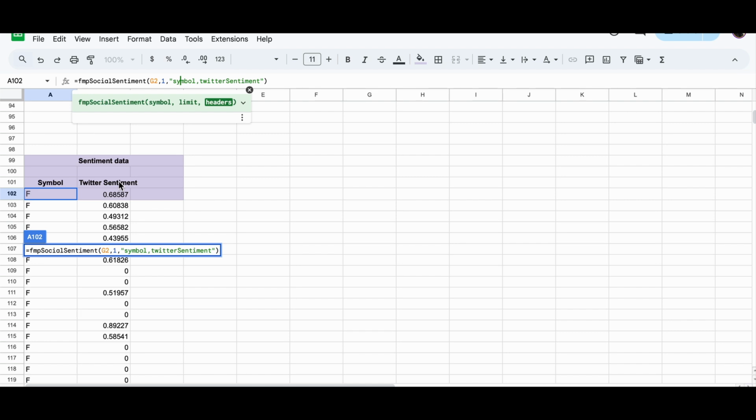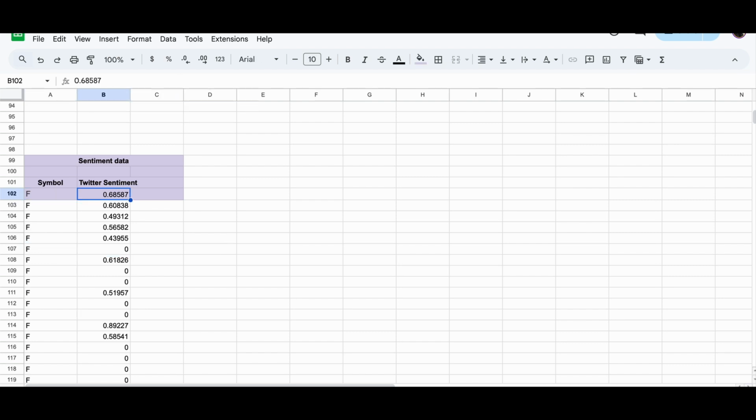If you don't put this header, it will download a lot of other things, but in this case we only need the Twitter sentiment to see what the Twitter users think about this particular share. Then you hit enter and you get the sentiment. We are interested in the last sentiment, which is 0.68 or 68%. This is higher than 50%. That means that the majority of people are mentioning the Ford company in a positive key.